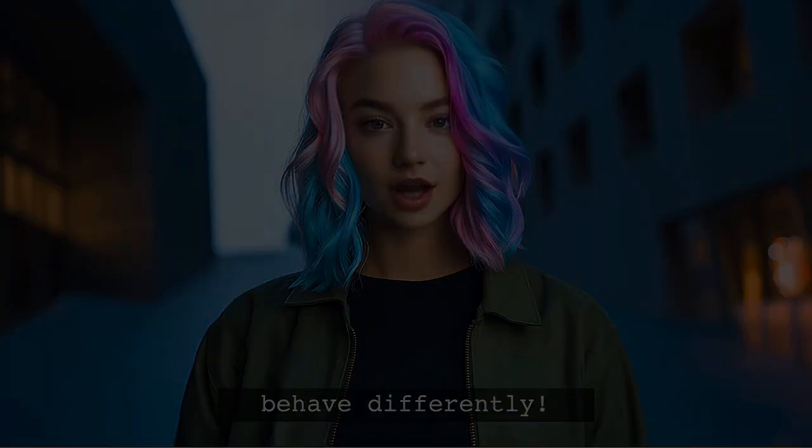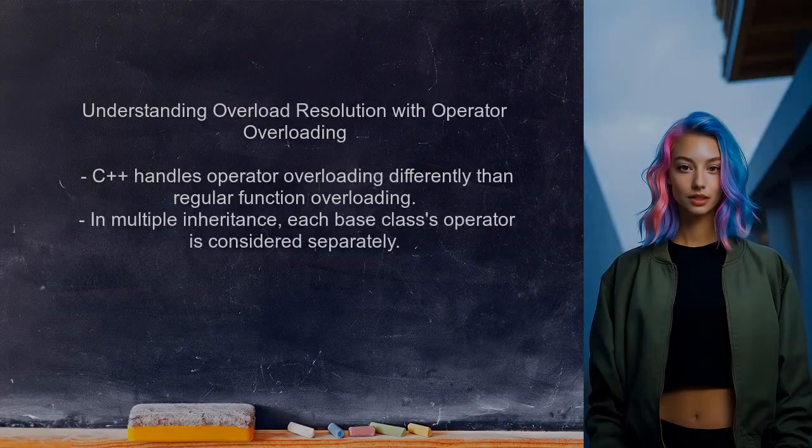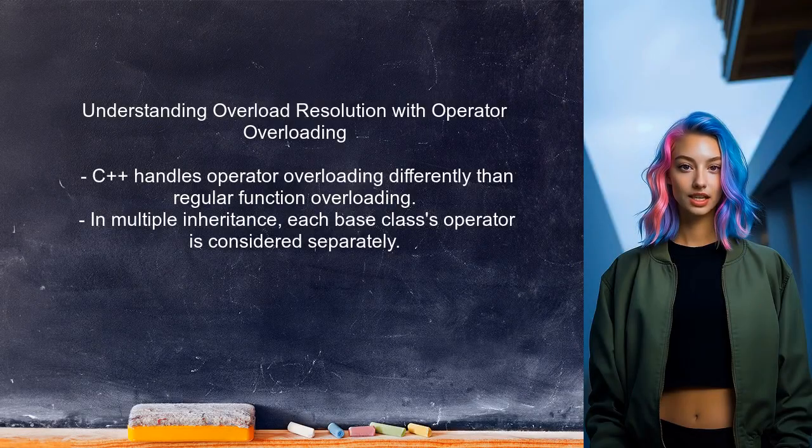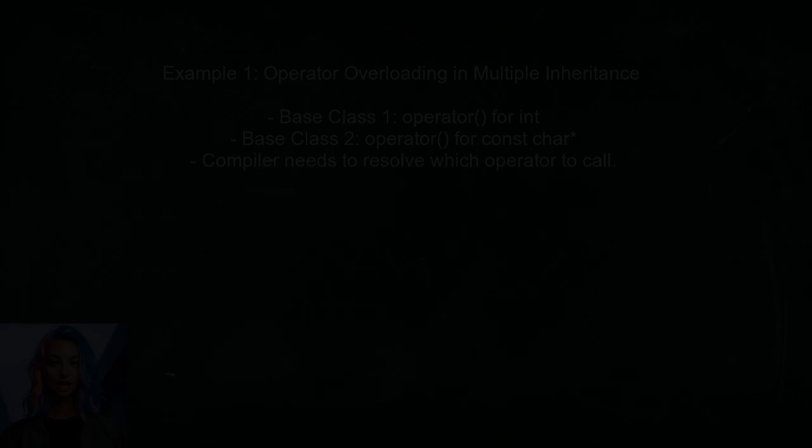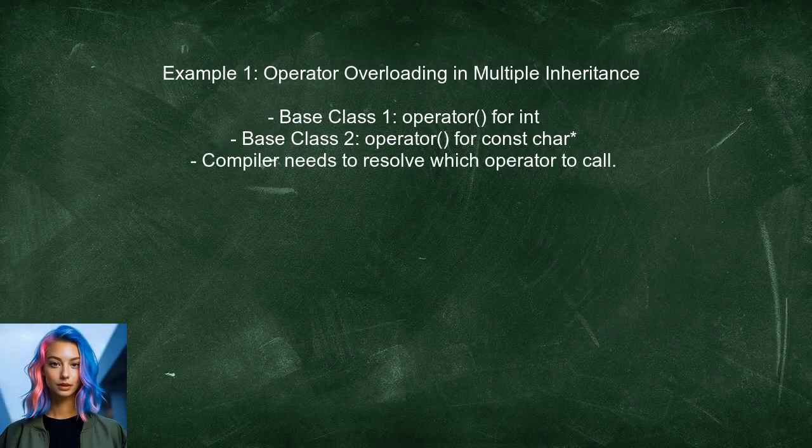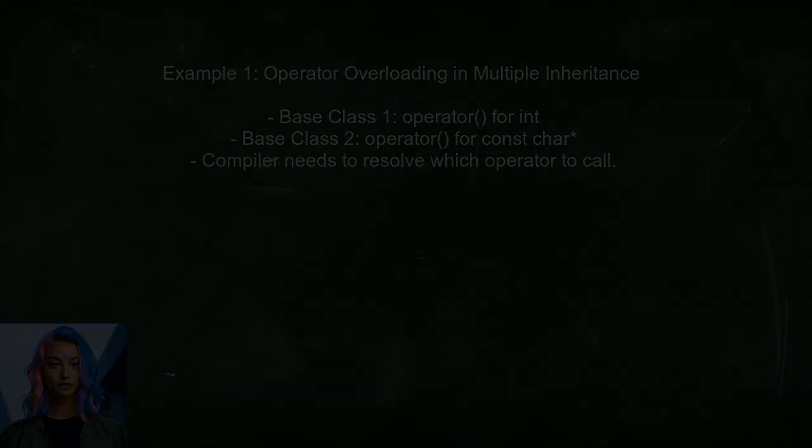in these situations. To address the user's question about overload resolution with the operator function, we first need to understand how C++ handles operator overloading in the context of multiple inheritance. In the first example, the user has two base classes, each with an operator function. When the user tries to call the operator with different types, the compiler needs to resolve which operator to use.